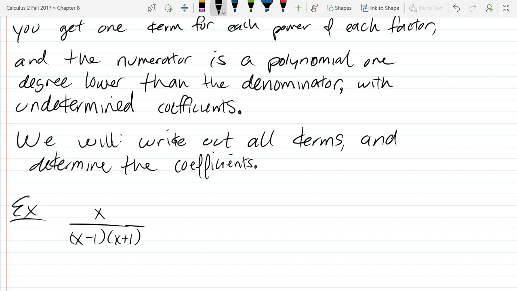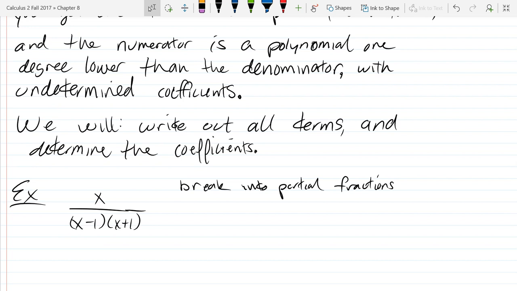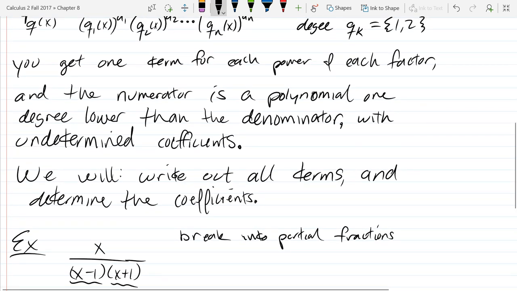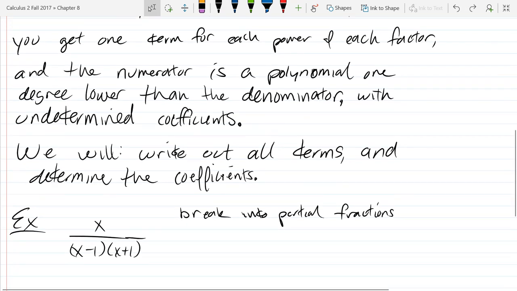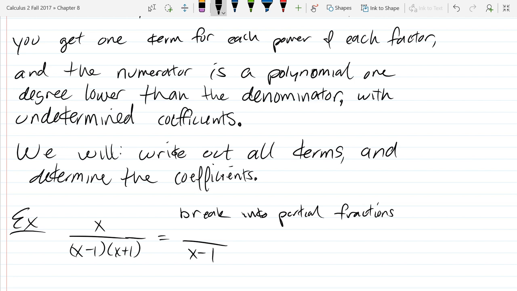All right, so I want to break into partial fractions. According to the rules, first of all, is each denominator factor irreducible? Can I factor x minus 1 or x plus 1 any more? So they're irreducible. They're not going to get any more factored. So what we're going to write on the other side, we get one term for each irreducible factor. The first term is going to have x minus 1 in the denominator. The second term is going to have x plus 1.